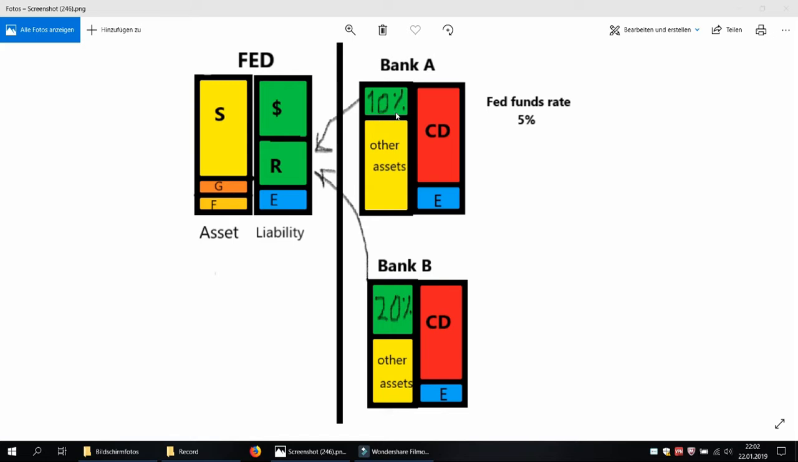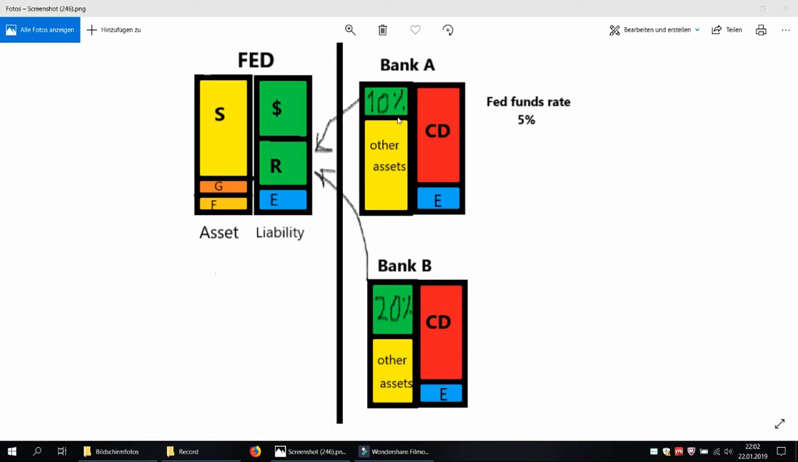That means only 10% of the customer deposits are really held as reserves in the vault of Bank A. That means if all the customers want to withdraw their money, they can't because the bank has only 10% of the money. And Bank B has a 20% reserve ratio because maybe they're more conservative, or maybe they're more scared of a bank run. So Bank A has a 10% reserve ratio and Bank B has a 20% reserve ratio.